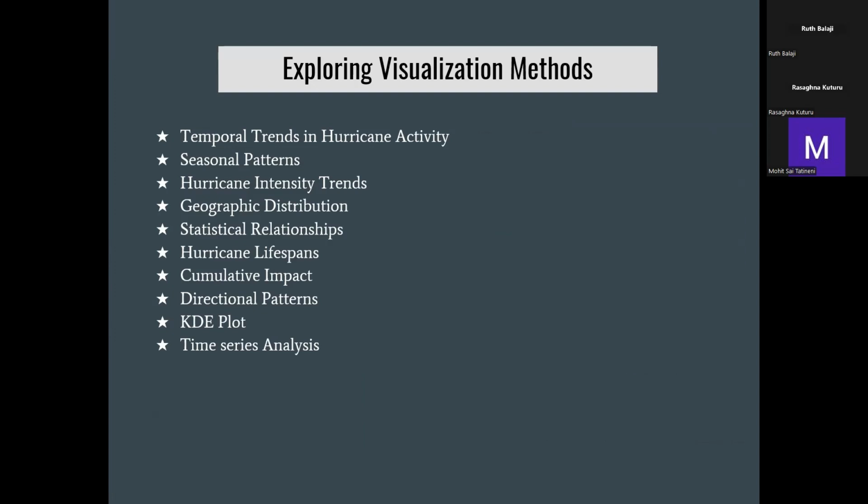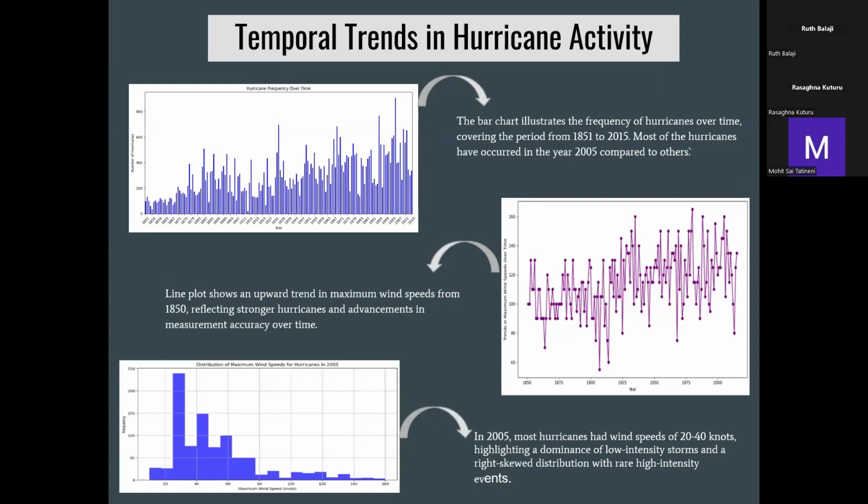And coming to the temporal trends in hurricane activity, we can see the bar chart spanning 1851 to 2015 showing the number of hurricanes per year with a peak in 2005. This spike correlates with the increased detection capabilities and warmer ocean temperatures during that period.